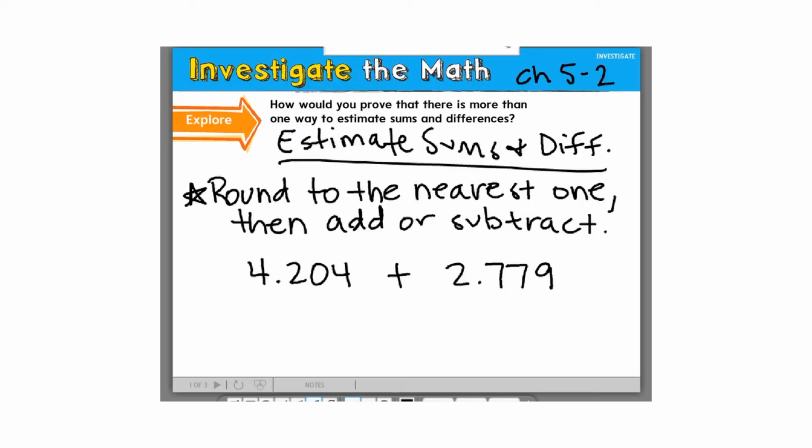So there's our two numbers. Now, later in this chapter, we are going to add decimals, so you're going to be able to find out the exact answer to this. But for today, we're just finding an estimate.